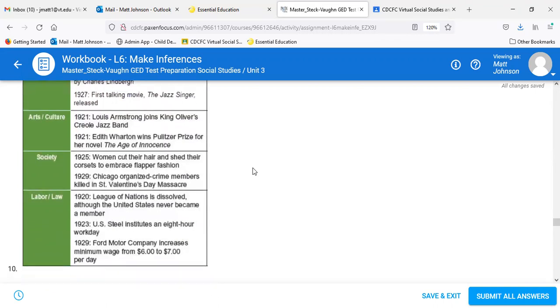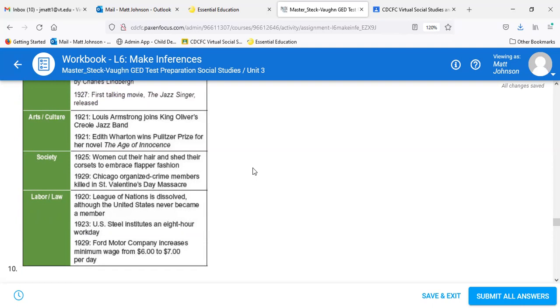Society, women cut their hair and shed their corsets to embrace flapper fashion. So that was a little bit of liberation for women. You've seen the style, right? The sort of short dresses with spaghetti straps, and they have the bob haircuts. Really different style than what came before. The corsets and the hoop skirts and all that stuff. It was much more streamlined, but it was also a way that women were expressing themselves through fashion.